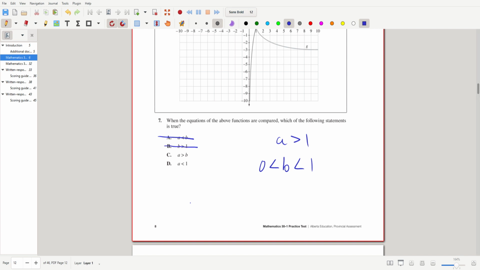Is a greater than b? Well, yes, because a is greater than 1, and b is between 0 and 1. Oh, so yes, C is the correct answer. But let's look at D for fun as well. So is a less than 1? Well, no, because a is greater than 1. So that cannot be correct. So C is the correct answer.